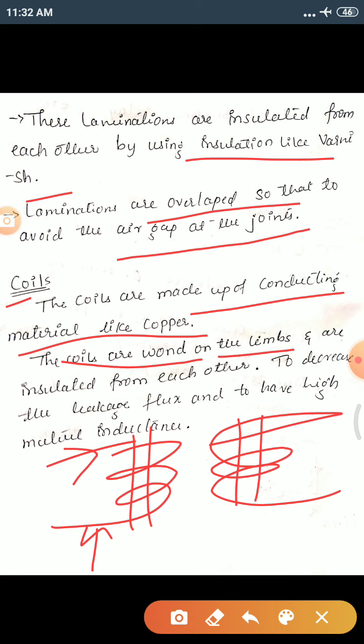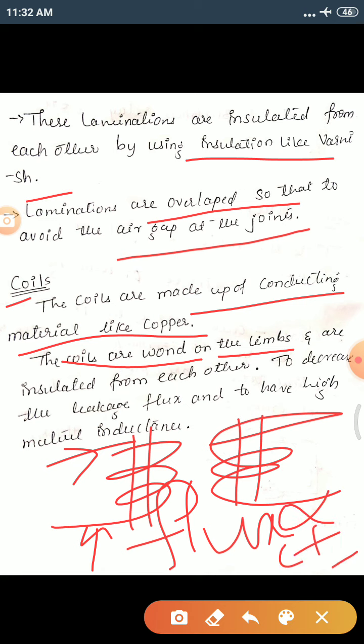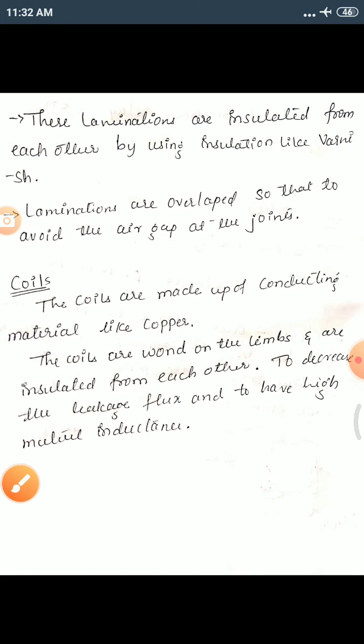The meaning of this is, remember, the alternating flux produced in the transformer is directly proportional to the current. The more flux there is, the more current will be produced in the transformer. I hope you have got this point.